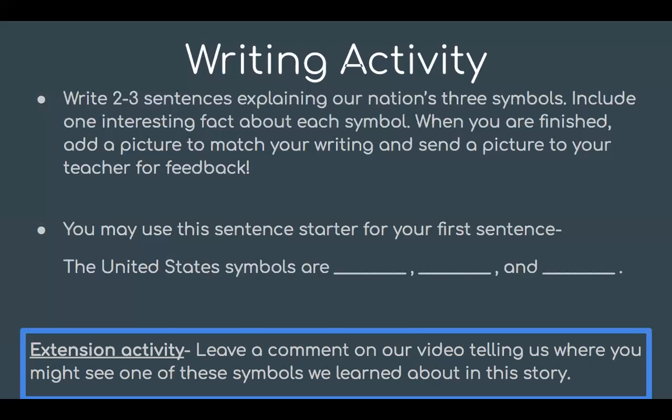Remember, take a picture of what you have been working on. And also draw a picture to match your writing. Remember how we do in class? We write and then we draw a picture. Do that here as well.